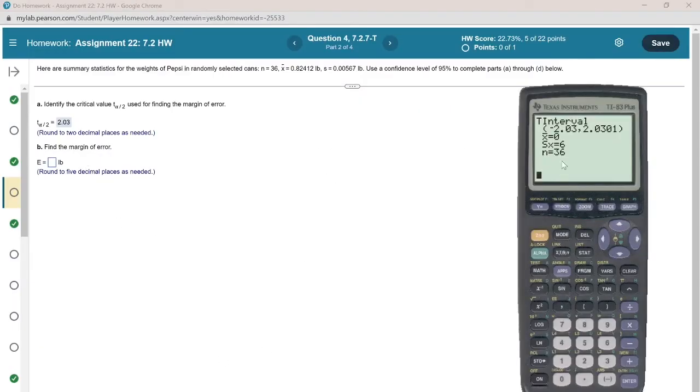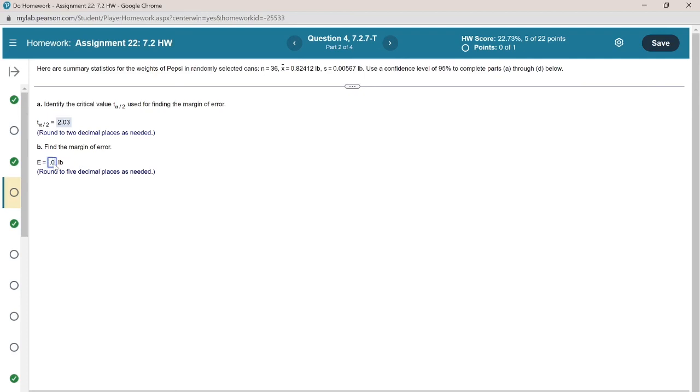as you can see here, this is the value 2.03, that's the t-value, times the standard deviation for this sample, which is 0.00567, and divided by the square root of n, which is 6. So if you do that, that will give you the margin of error, which is 0.00192, rounded to 5 decimal places, that's what it says. 0.00192 is the margin of error.